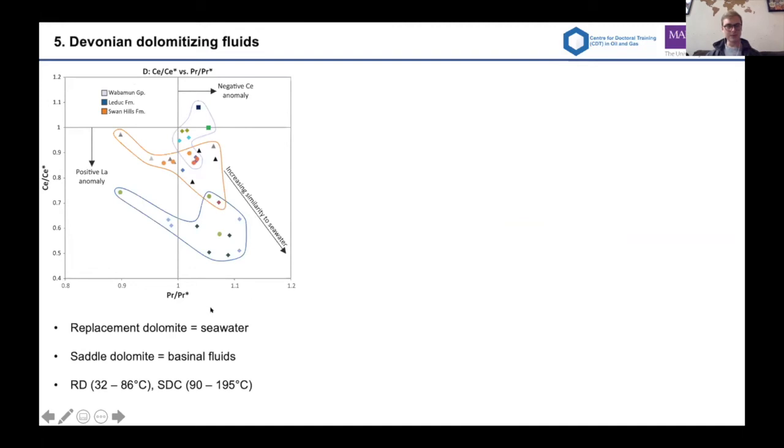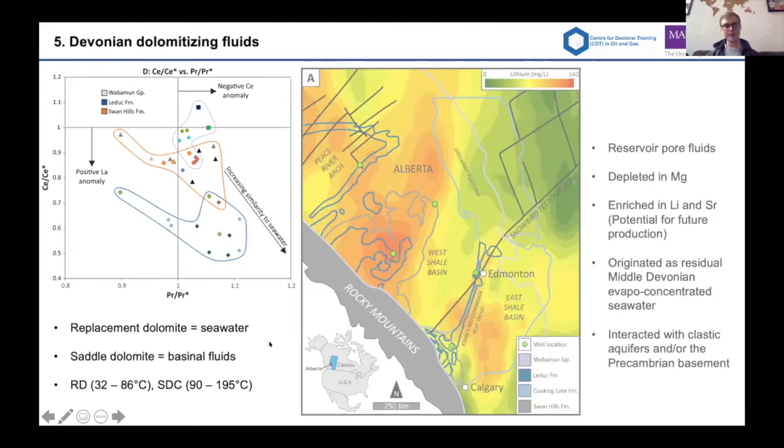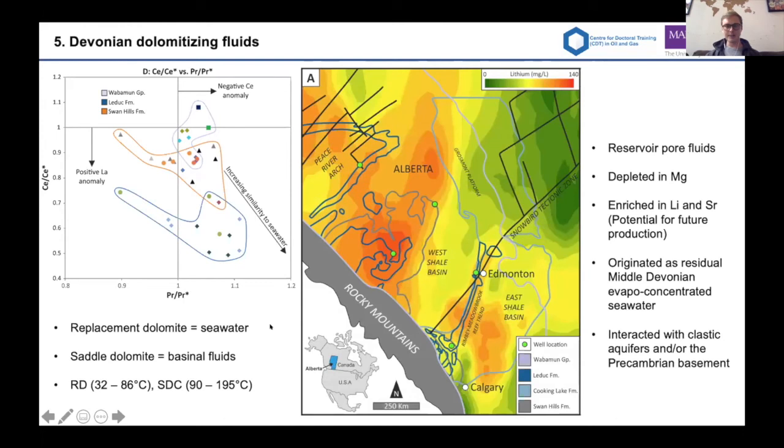So, to compare that to the Devonian dolomitizing fluids, again, we used rare earth element data to show that replacement dolomite formed from seawater, whereas saddle dolomite, because it doesn't fit within this quadrant, formed from basinal fluids. And these phases formed at between 32 and 86 degrees C, whereas saddle dolomite formed between 90 and 195.